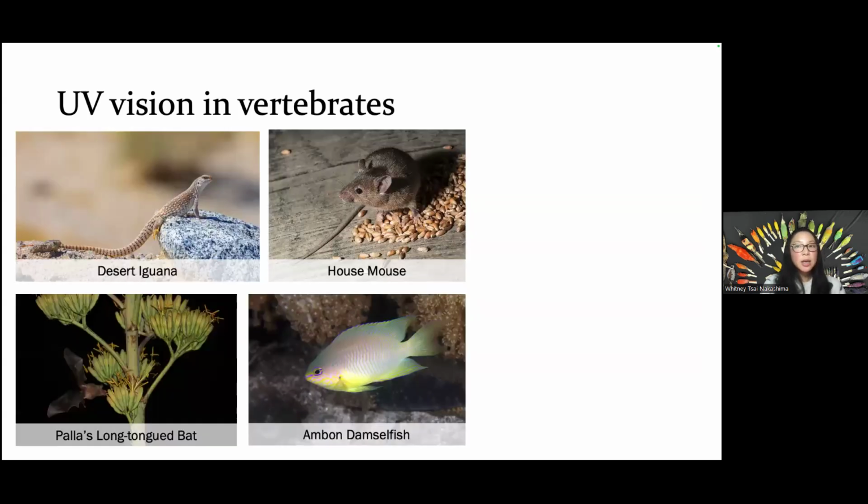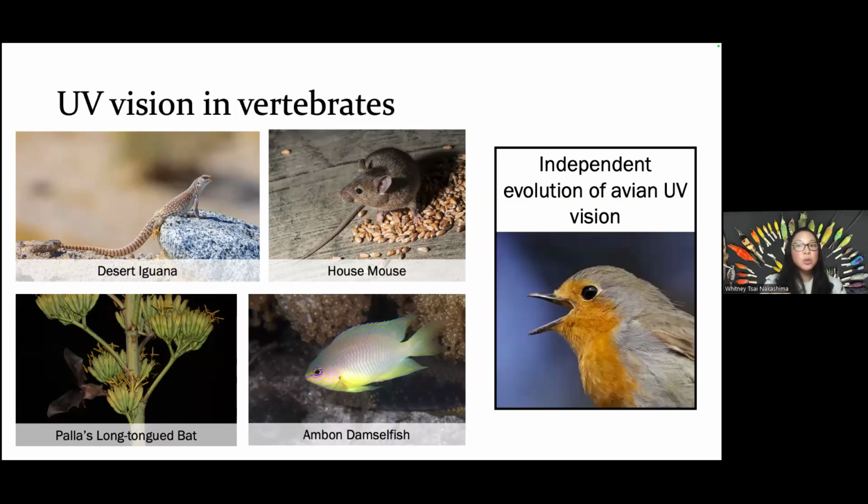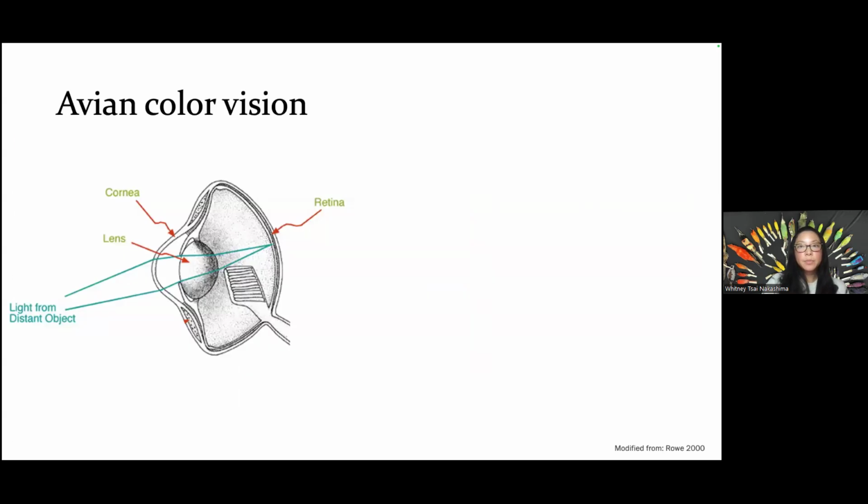And we know that the ability to see UV isn't limited to just birds. In fact, many fish, amphibians, reptiles, and even some mammals have UV vision as well. Although the vertebrate visual process is highly conserved, we do know that the pathway to UV vision differs in non-avian vertebrates, and this points towards an independent origin of UV vision in birds. So, just a quick primer on bird vision.